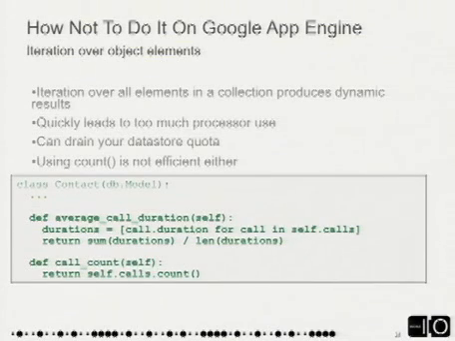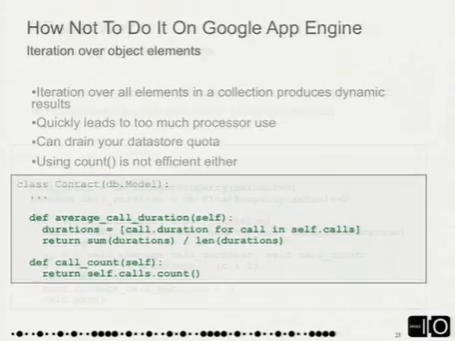So, to give you an example of how not to do it, I simply created methods for calculating the average call duration and calculating the call count. It's very elegant, very straightforward, but unfortunately, that's not what you want to do. So here's a better way.